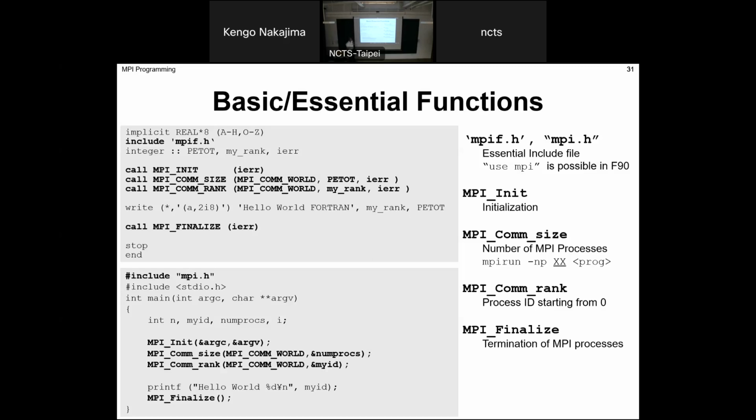Basically, we are calling 4 functions: MPI_Init, MPI_Comm_size, MPI_Comm_rank, and MPI_Finalize. MPI_Init is the initialization, and MPI_Finalize is the termination of the MPI processes. These two are essential. MPI_Comm_size gets the number of MPI processes, and MPI_Comm_rank gives the process ID for each process, starting from 0. These two are not essential, but it's better to call them every time you run the MPI code to check the status of the program.